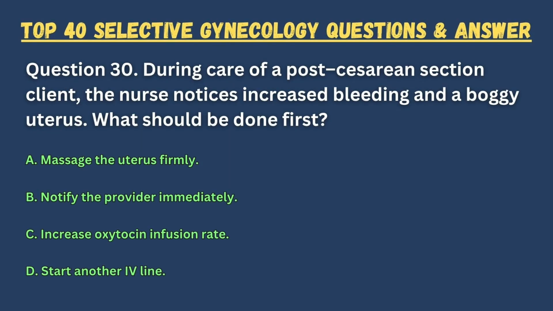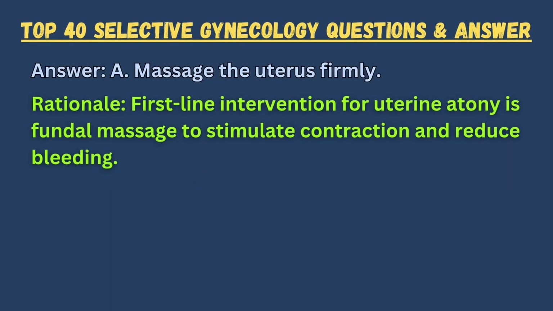Question 30. During care of a post-cesarean section client, the nurse notices increased bleeding and a boggy uterus. What should be done first? A. Massage the uterus firmly. B. Notify the provider immediately. C. Increase oxytocin infusion rate. D. Start another IV line. Answer: A. Massage the uterus firmly. Rationale: First-line intervention for uterine atony is fundal massage to stimulate contraction and reduce bleeding.